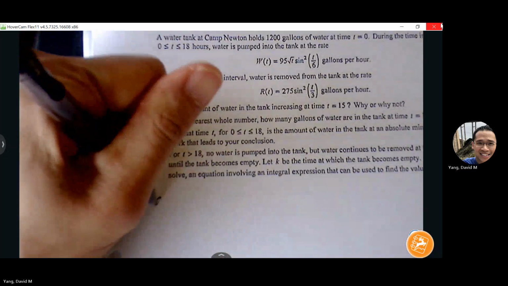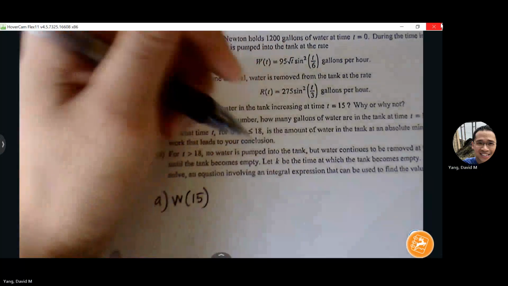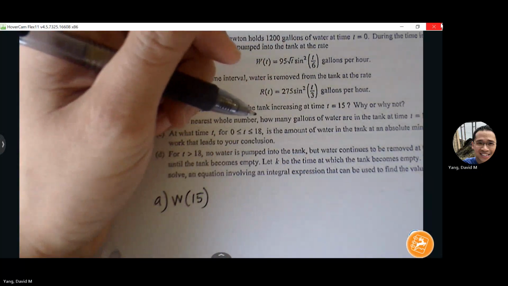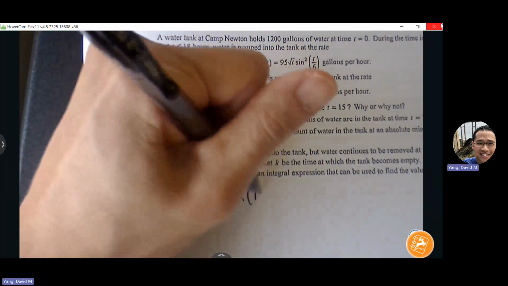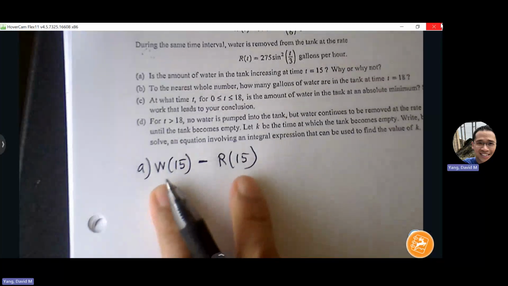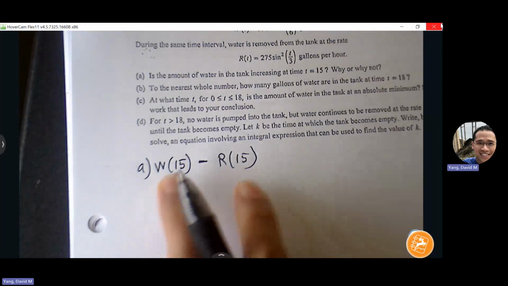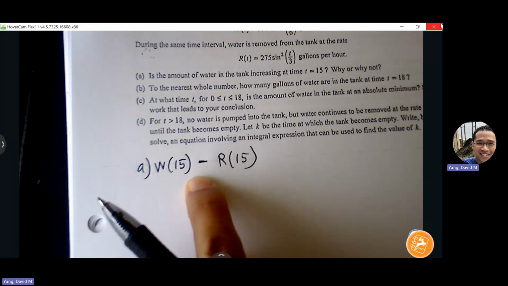So we'll do W of 15. And we'll find R of 15. In fact, we can just subtract, right? If W of 15 minus R of 15 is a positive number, that means more water is coming in. If R of 15 is more than W of 15, we're going to get a negative number. If we get a negative number, we know that there's more water coming out than going in. So we know the water level should be dropping.